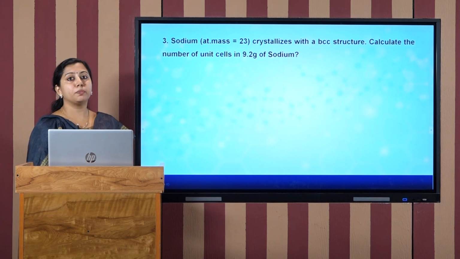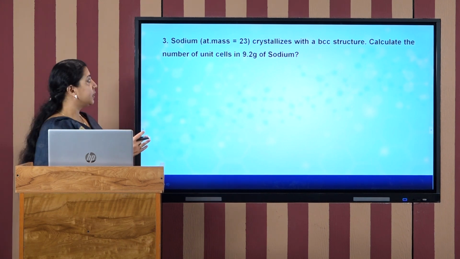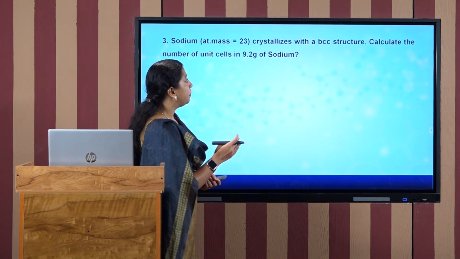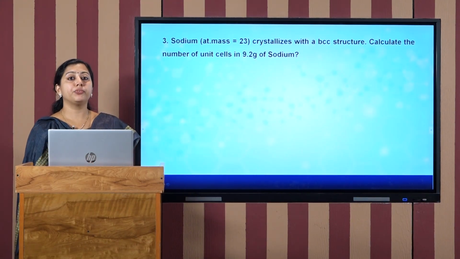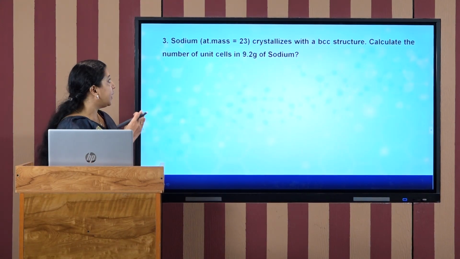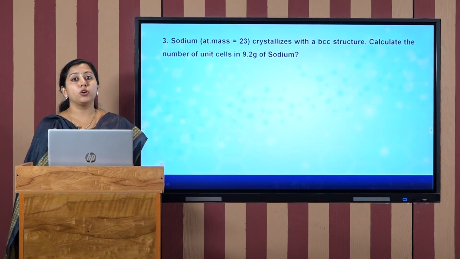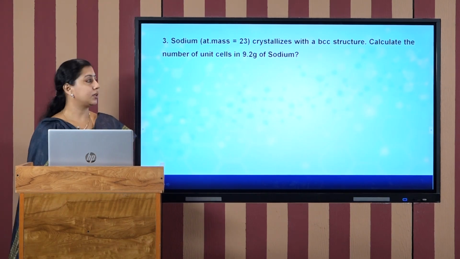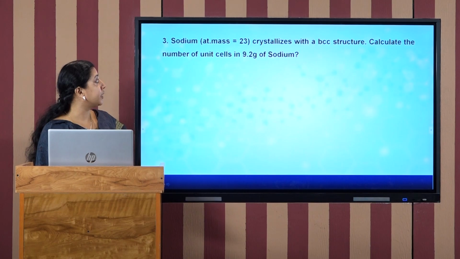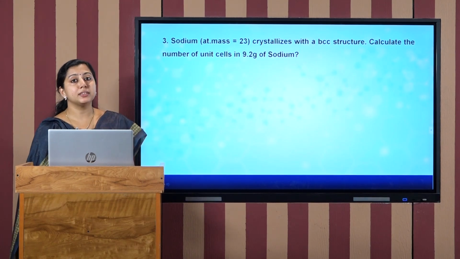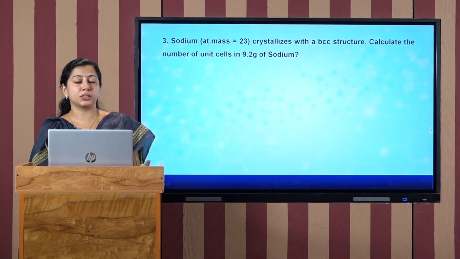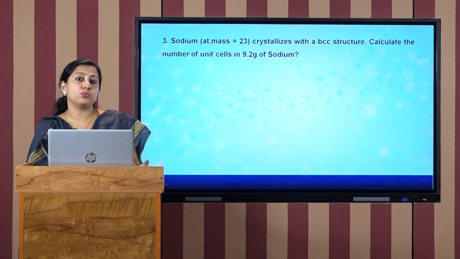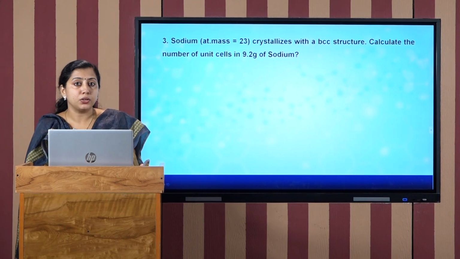Sodium with atomic mass 23 crystallizes with a BCC structure. Calculate the number of unit cells in 9.2 gram of sodium. Okay. It is given that sodium crystallizes with a BCC structure. BCC means body centered cubic structure. And what is the peculiarity of a body centered cubic structure? We have atoms at the corners as well as at the center of the unit cell.